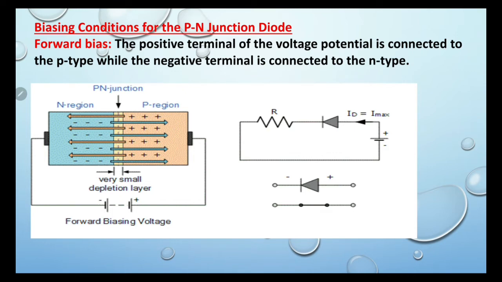This biasing voltage exerts a force on the holes of the P side and on the electrons of the N side. So they move towards the junction, and hence the width of the depletion region reduces.